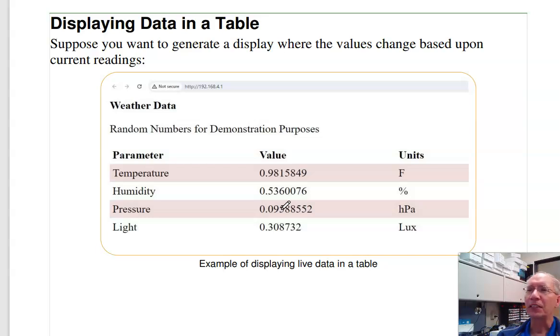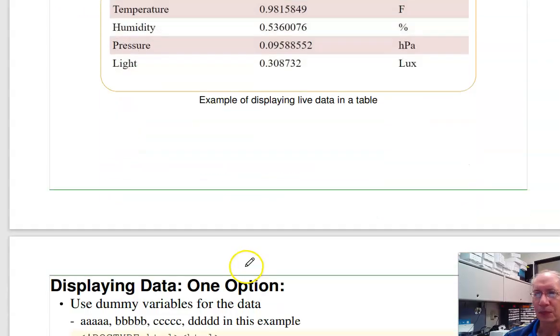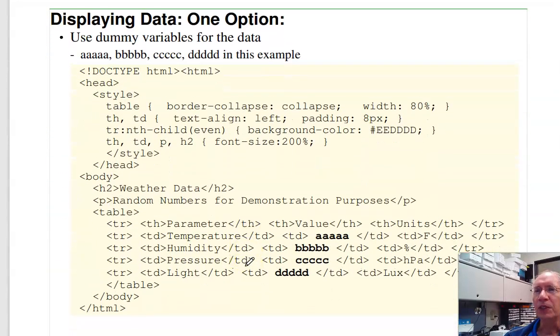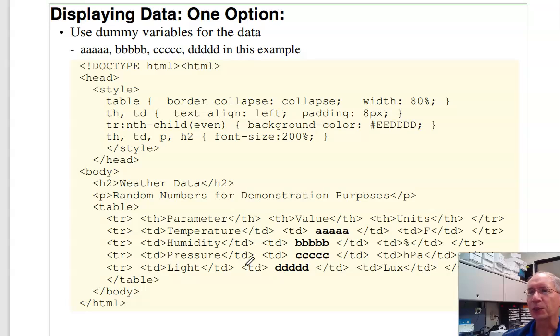Suppose I want to put data inside that table. Now there's a couple ways of doing it, but the goal here is I want to have these guys being changed so the table isn't static. It changes every time I ping. Well, to do that, I need to change the HTML code. So one way to do this, and I'm sure there are other ways of doing it, but here's one way.